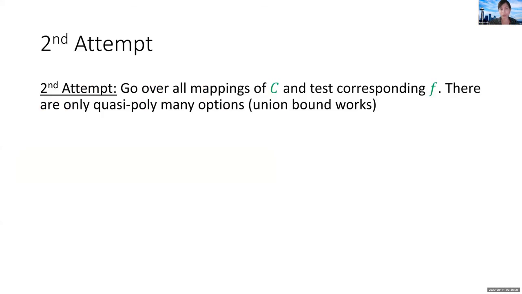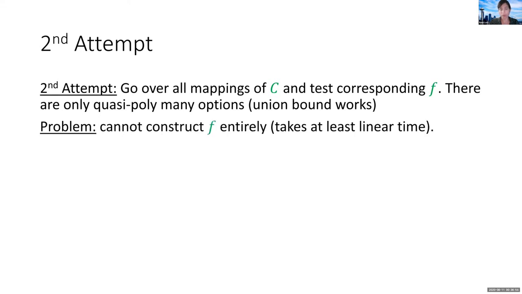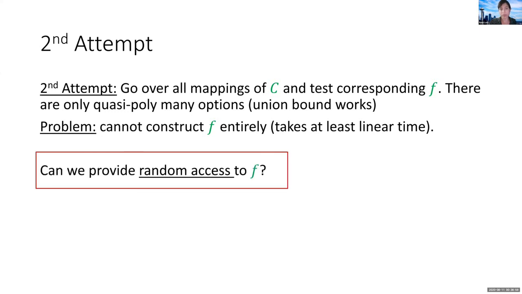So what we could do now is to go over all mappings of C and test whether the corresponding F gives us a mapping such that F of G is epsilon close to H. There are only quasi-poly many options to map C to H, and now the union bound should work. The problem now is that we cannot construct F entirely. This takes at least linear time. So the question is whether we can provide random access to F.